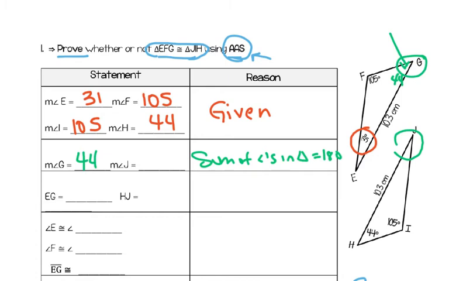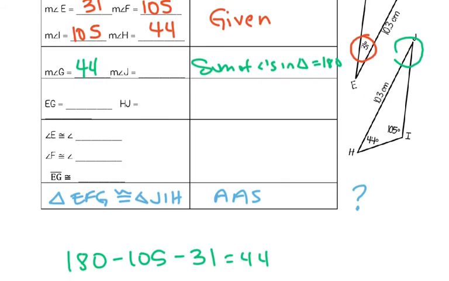Exactly the same reason, and that's why I've grouped these two together, is why you're going to find out what J is. With J, you're going to say 180 subtract 44 subtract 105. When you do that subtraction, you're going to get the same thing as the other angle in the other triangle, so that's 31. So I know that that's 31 degrees.